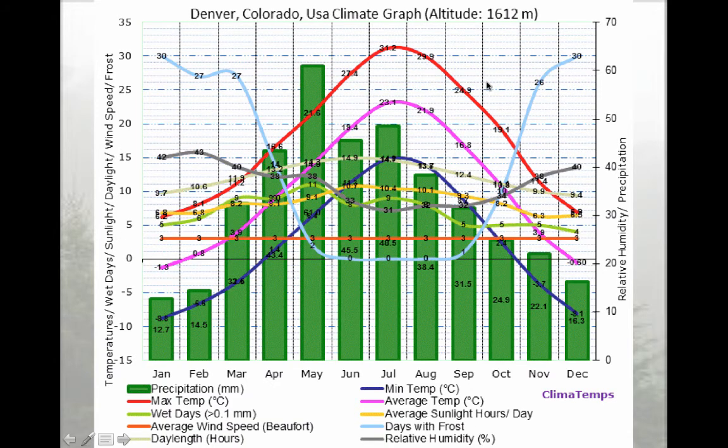Here I've got these two graphs. This is the climatic graph for Denver, Colorado. We're looking for the relative humidity line, which is this gray line right here. So we can see our relative humidity, 43 down to 31 and back up to 40. So we do have some relative humidity here throughout the entire year.